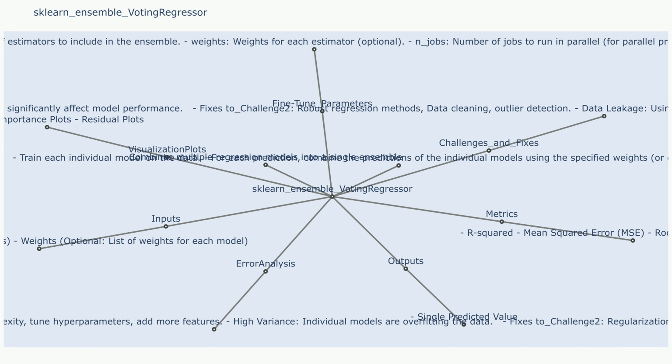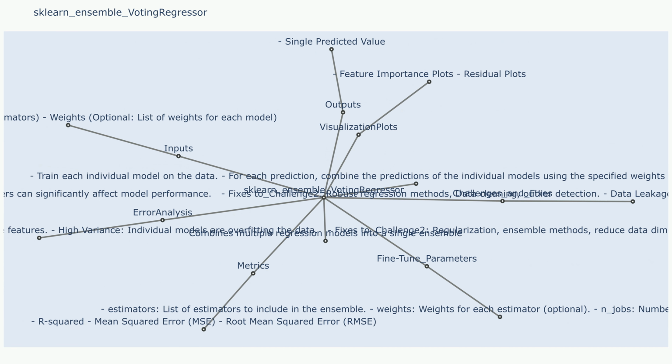Uncertainty methods. Confidence intervals. While not directly implemented within voting regressor, you can obtain confidence intervals for the combined prediction by analyzing the individual confidence intervals of the estimators. Challenges and fixes. Challenge 1. Overfitting. If the individual models are overfitted to the training data, the voting regressor can inherit this overfitting behavior.